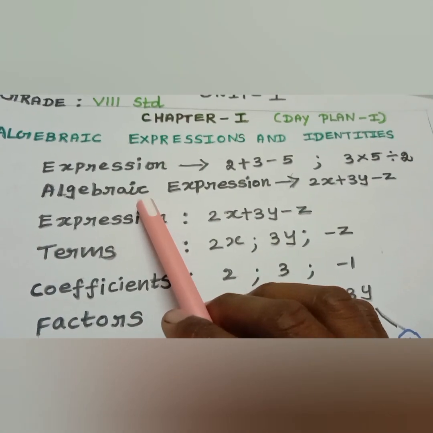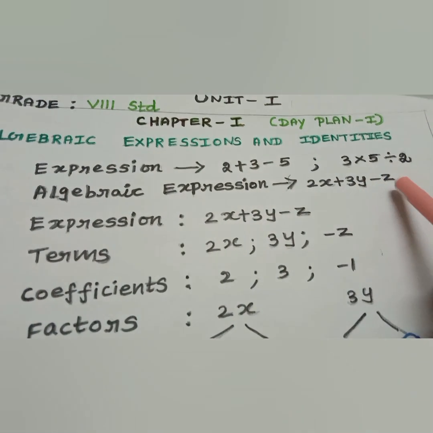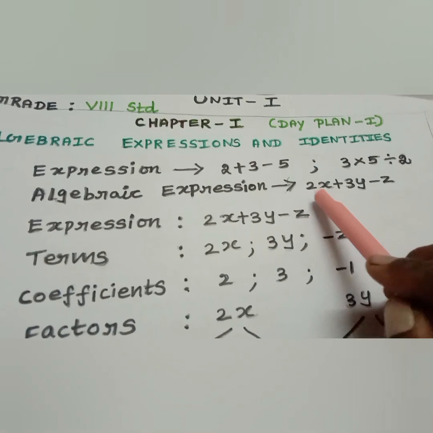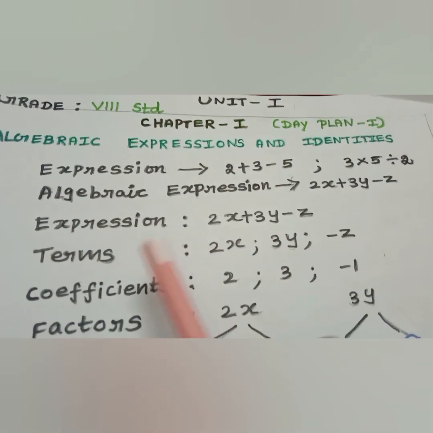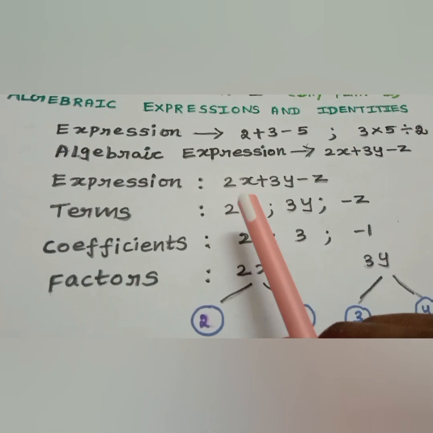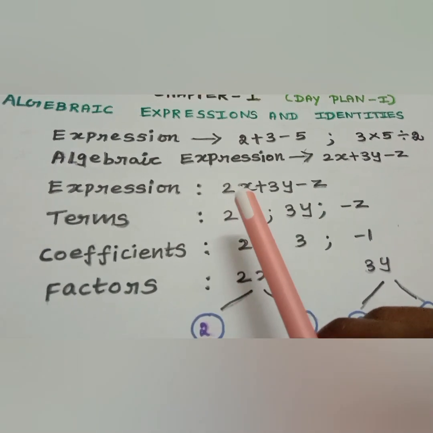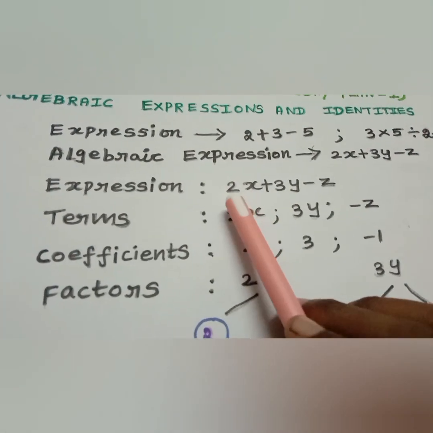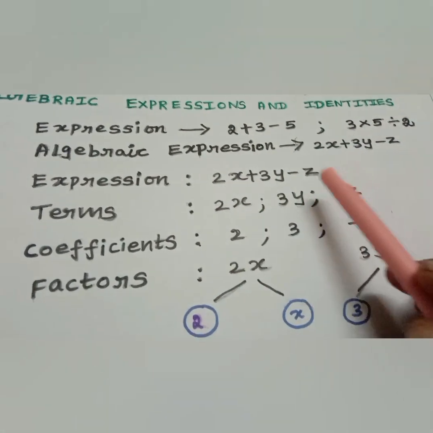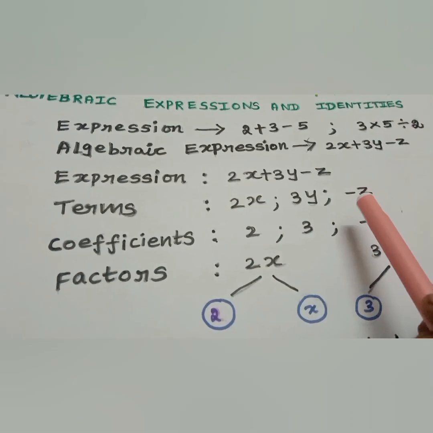An expression that contains variables, constants, coefficients, and mathematical operators is called an algebraic expression. Consider this algebraic expression: 2x plus 3y minus z. See here, three terms are given. Terms means parts of an algebraic expression. 2x is one term, 3y is one term, minus z is another term. So, three terms are given.